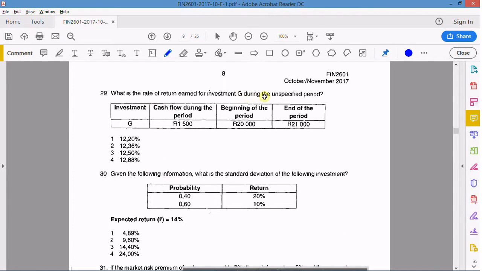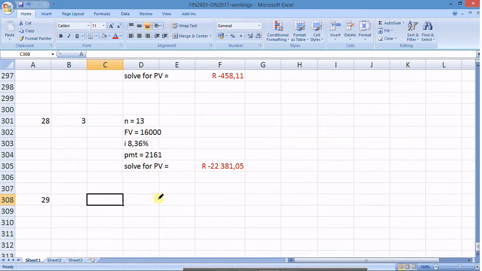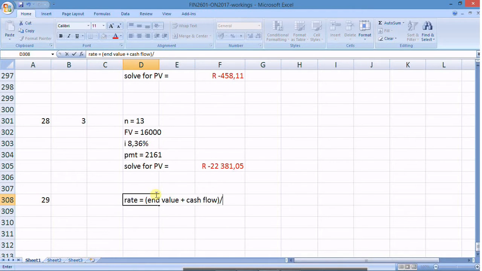What is the rate of return earned for investment G during the unspecified period? Cash flow during the period, beginning and end. So this is your PMT, that's your beginning, so that's your PV, that's your N, that's your FV. What is the rate of return? It would be cost over cost. Future value plus cash flow divided by costs. I would use a different formula because they don't tell me about the time. Let's write that down. Rate equals brackets, your end value plus your cash flow, close brackets, divided by the initial costs. Because they didn't give you any time, I'm using maths here instead of a formula.